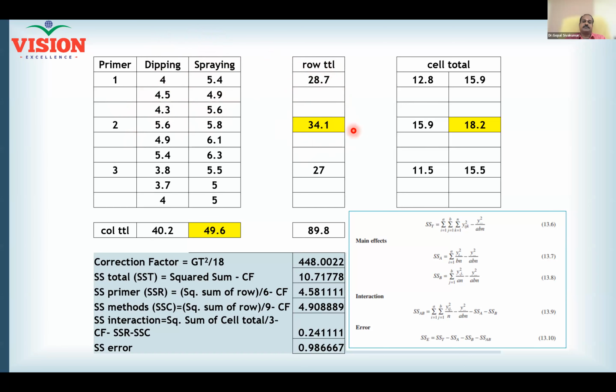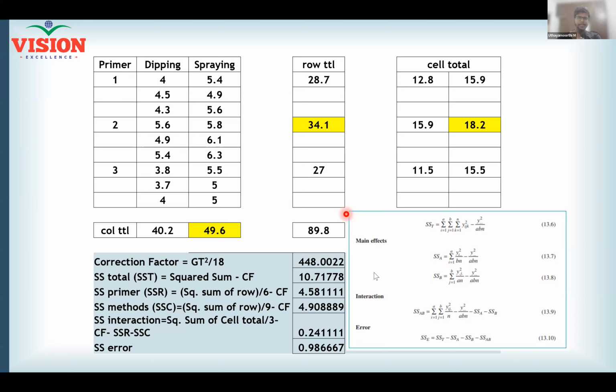Similarly, for primer 2, the common thing is primer 2 is used. Here, primer 3 is used. Can you see that, all of you? Yes. Now, the difference in the numbers can be attributed to the different types of primers. Am I right or no? Yes, yes.